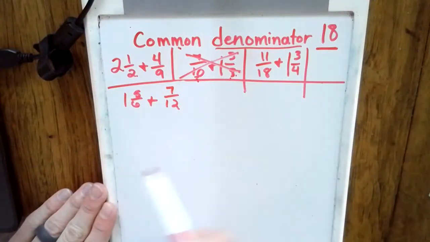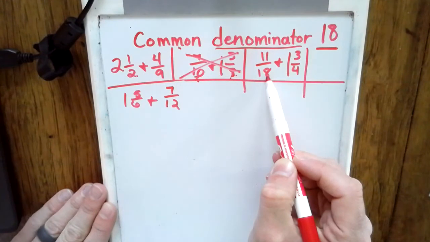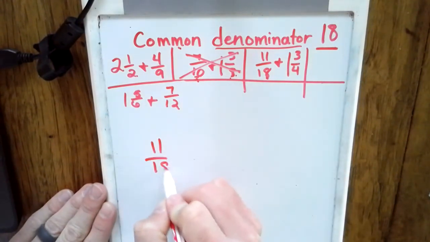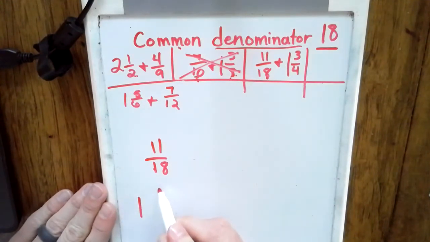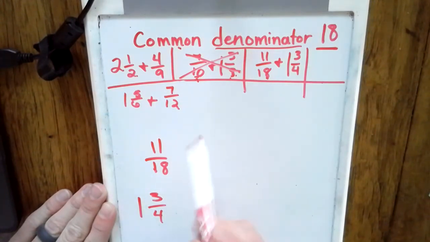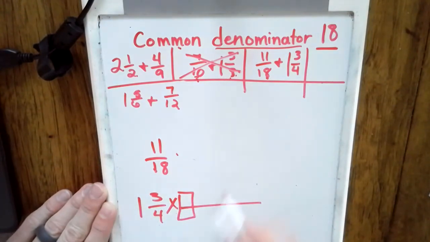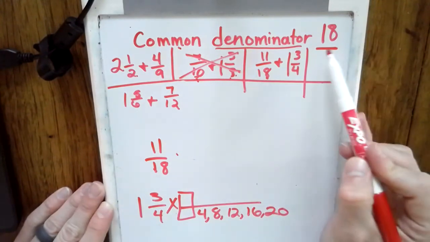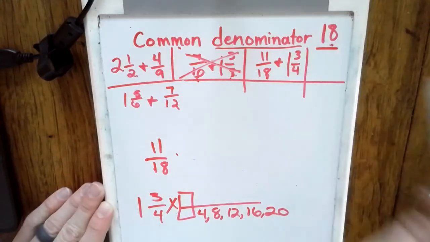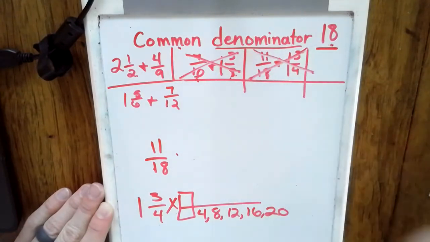The next one that really grabs my attention is this one, because I see 11/18. I already have a denominator of 18, so maybe I think that one's it. So I have 11/18 and 1 3/4. I'm not even going to mess with the first one because it already has what I need. For 4, I'm going to list the multiples: 4, 8, 12, 16, 20. And again, we're never going to land on 18, so I can't get a common denominator with that. So I would eliminate it.